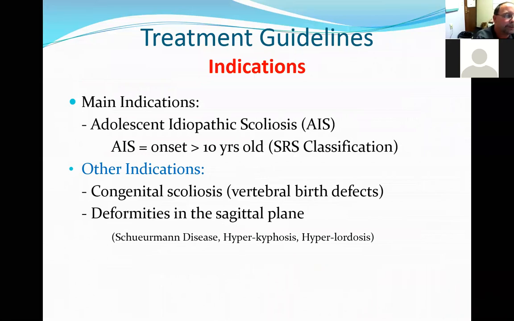Main indicators for the Schroth method are adolescent idiopathic scoliosis. Others include congenital scoliosis and deformities in the sagittal plane, such as Scheuermann's disease, hyperkyphosis, and hyperlordosis.